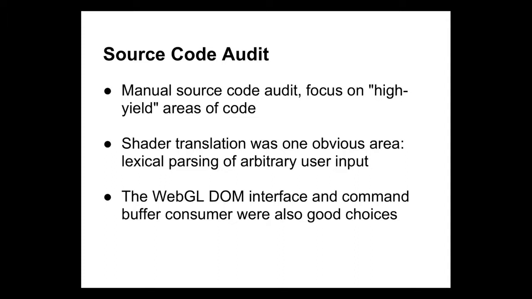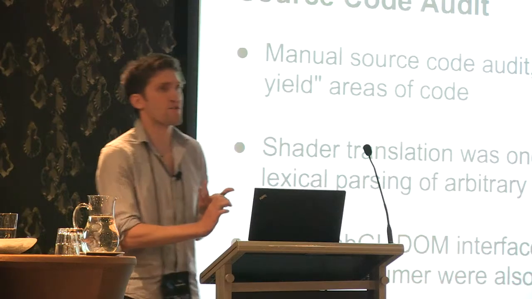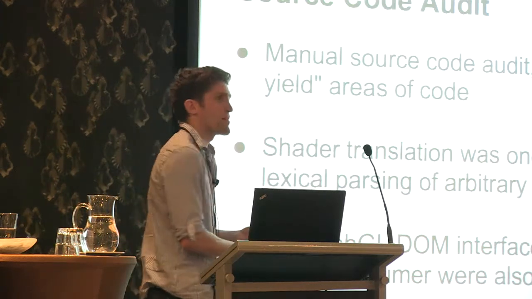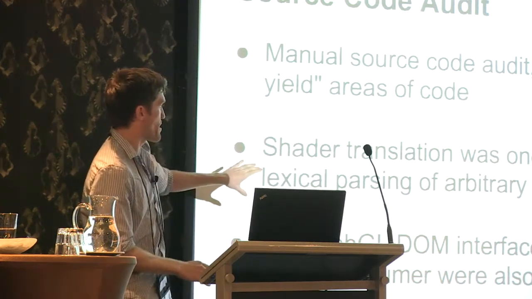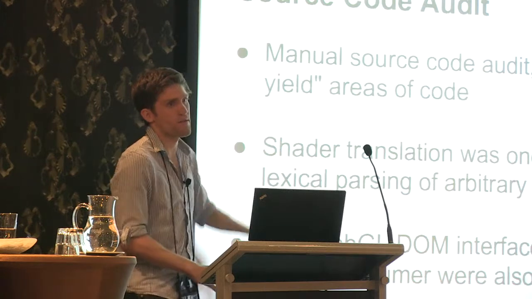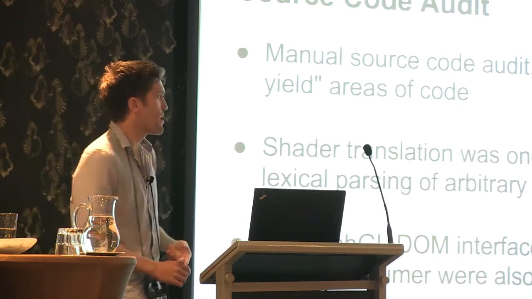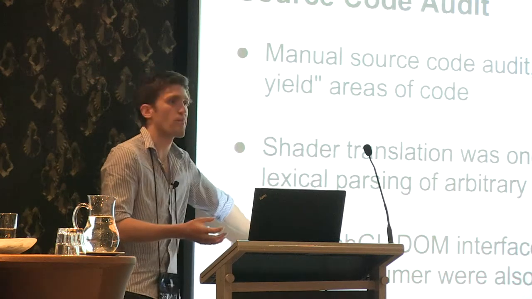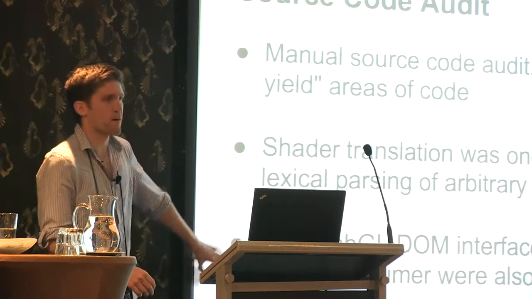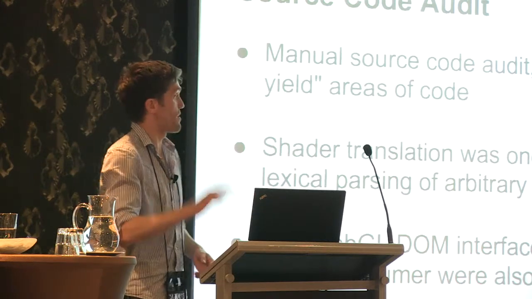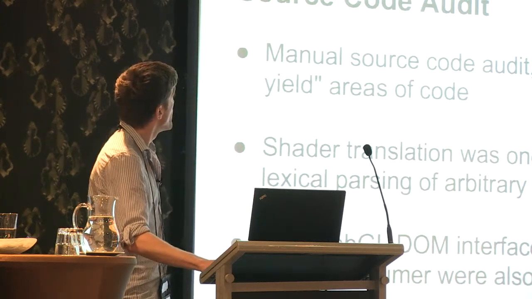But my intention was always to really stick to high yield areas of source code. So the areas of the source code that I knew were likely to have problems, either because they're known to be a little flaky, which in the case of ANGLE and shader translation, I already heard a few things about this code, and so I thought this would be a good area, or just because they're very much exposed, the DOM interface, or as well the command buffer, because I was also interested in testing from the perspective of the native client module, which unfortunately I can't get into the client.